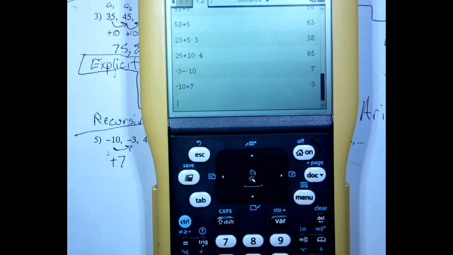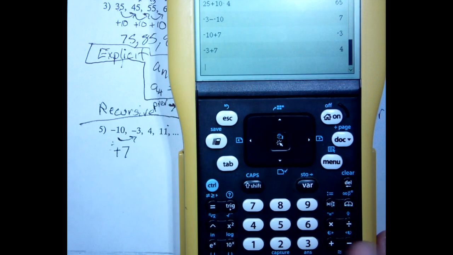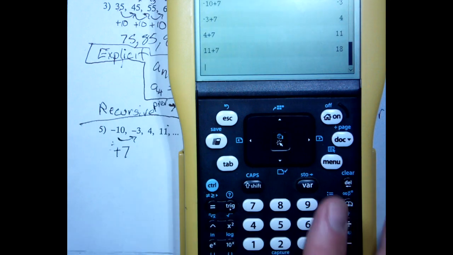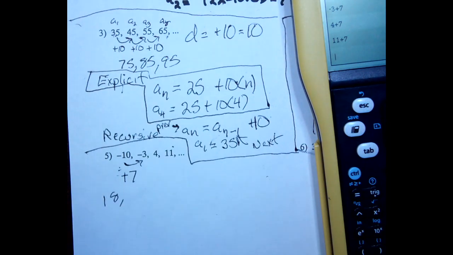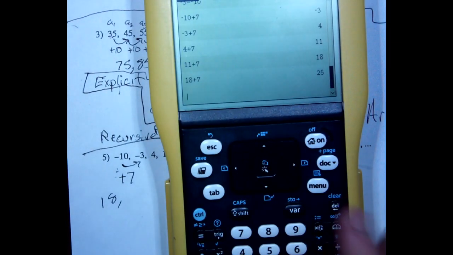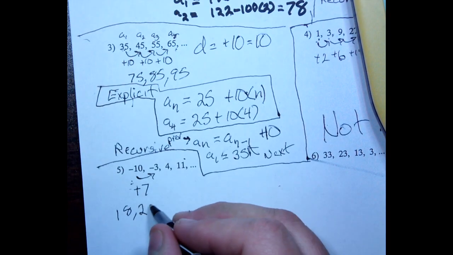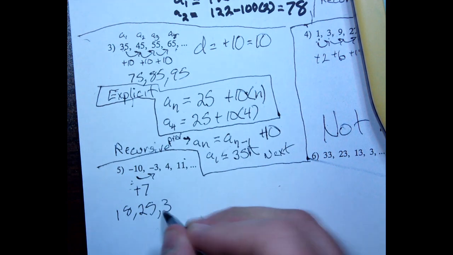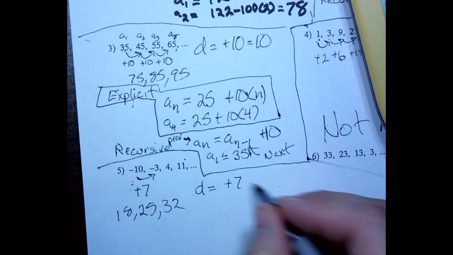Now I'm going to add 7 to that, and I should get 4. I get 4. If I add 7 to that, I should get 11. If I add 7 to that, what do I get? I get 18. If I add 7 to that, I get 25. And then if I add 7 to that, I get 32. So my next two terms are 25 and 32. My common difference is positive 7.